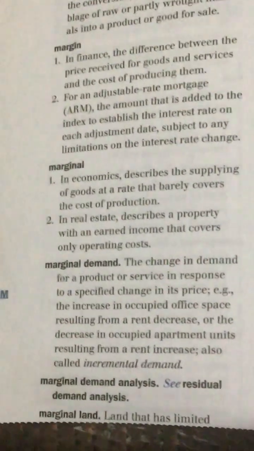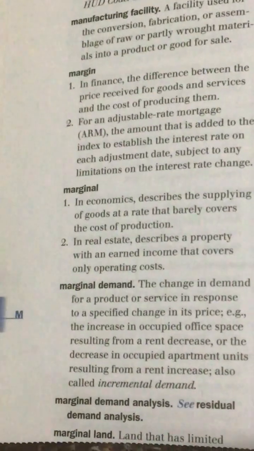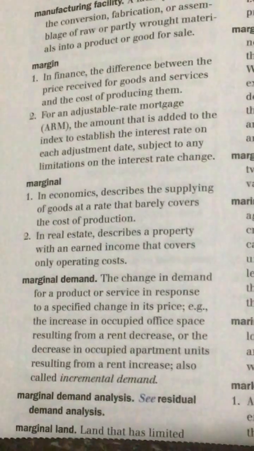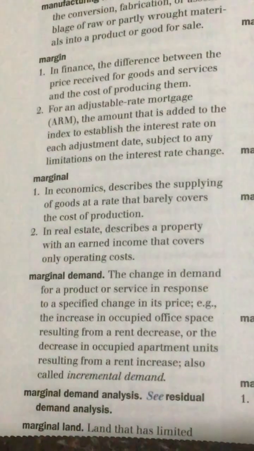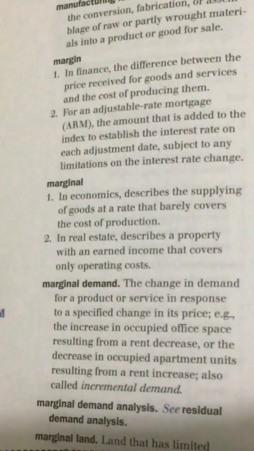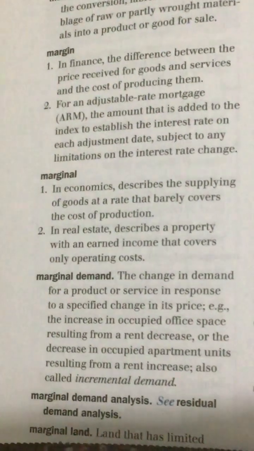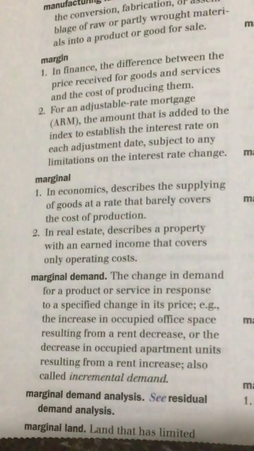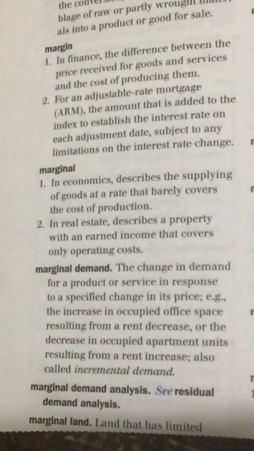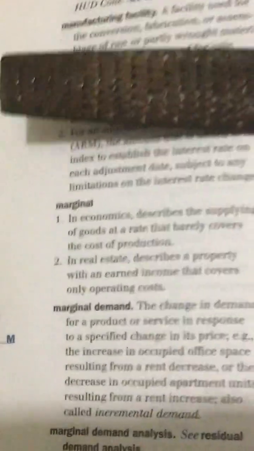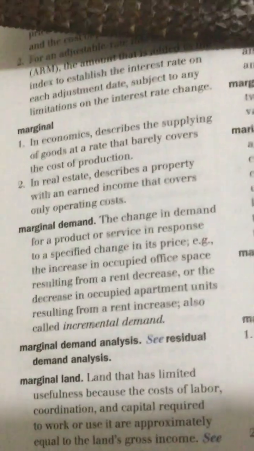Marginal, number one. In economics, describes the supplying of goods at a rate that barely covers the cost of production. Marginal, number two. In real estate, describes a property with an earned income that covers only operating costs. Marginal demand.